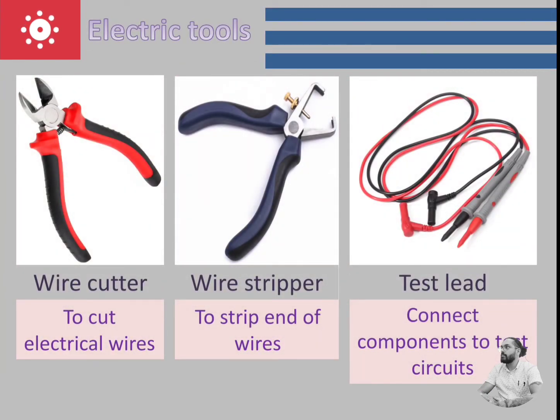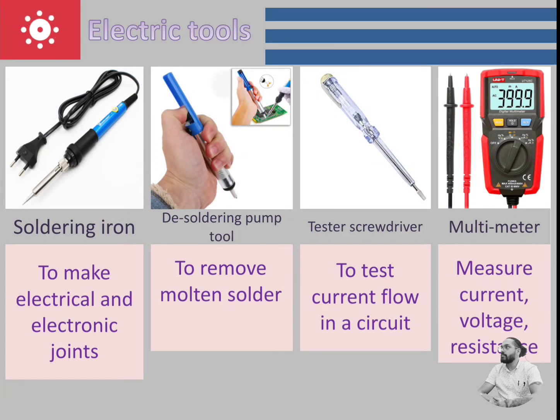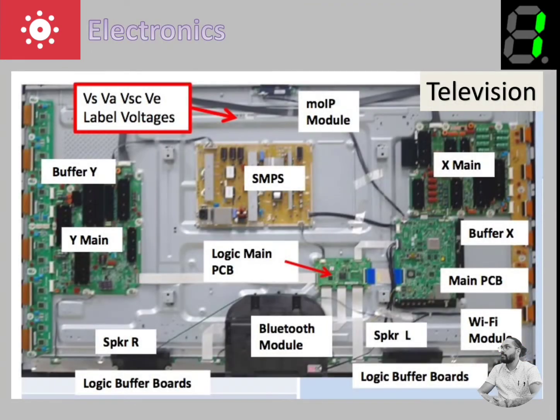The electric tools that we use when carrying out electrical works are as follows: a wire cutter, wire stripper, test lead, soldering iron, desoldering pump tool, tester screwdriver, multimeter. The next part of this chapter is electronics.